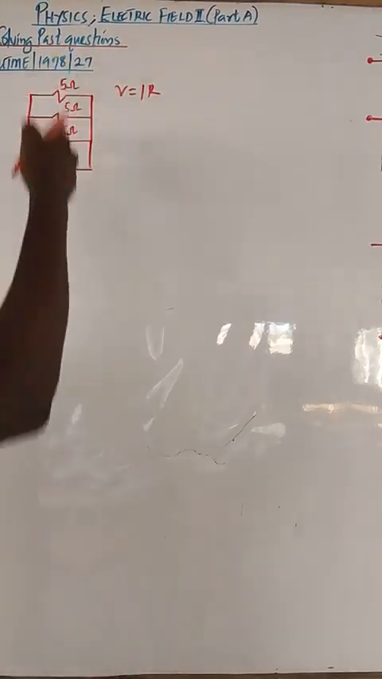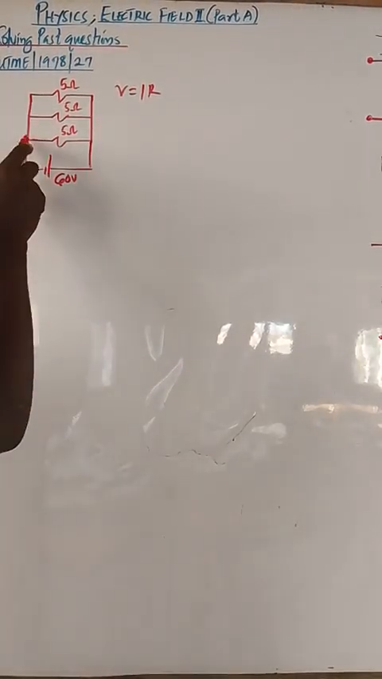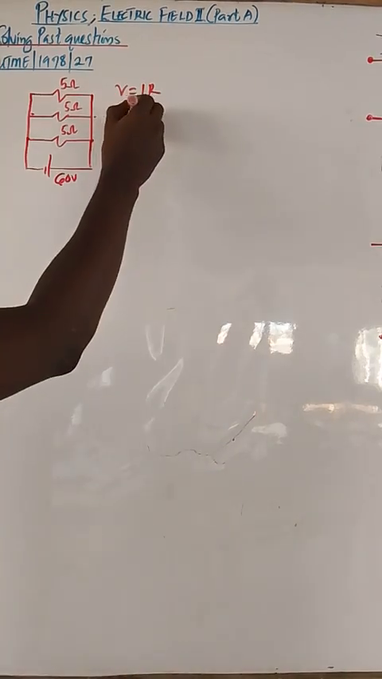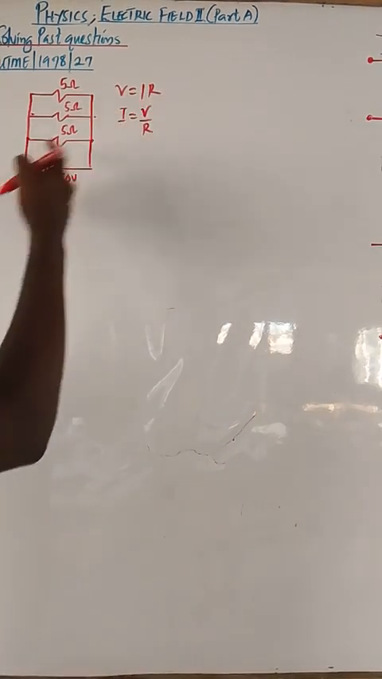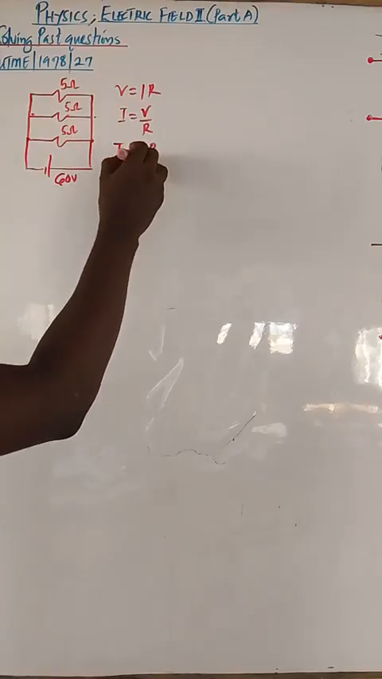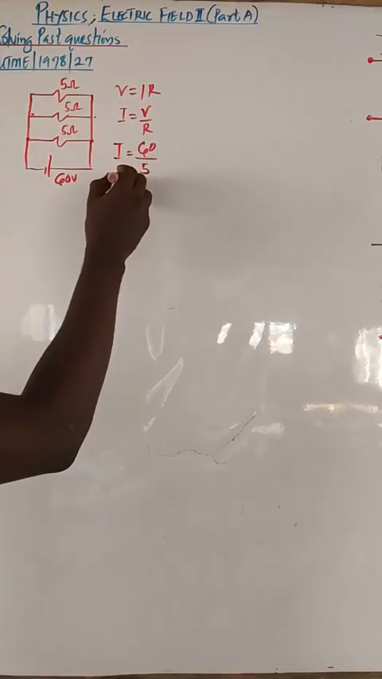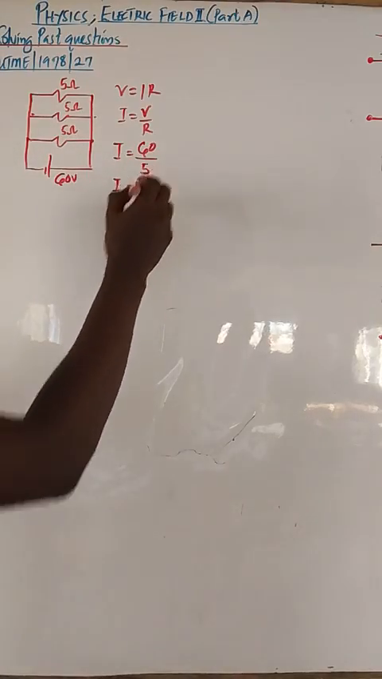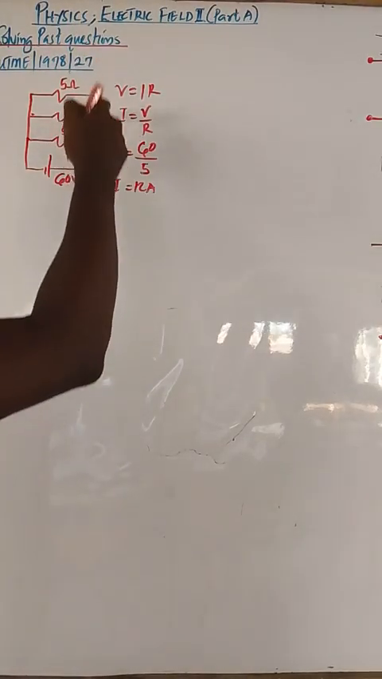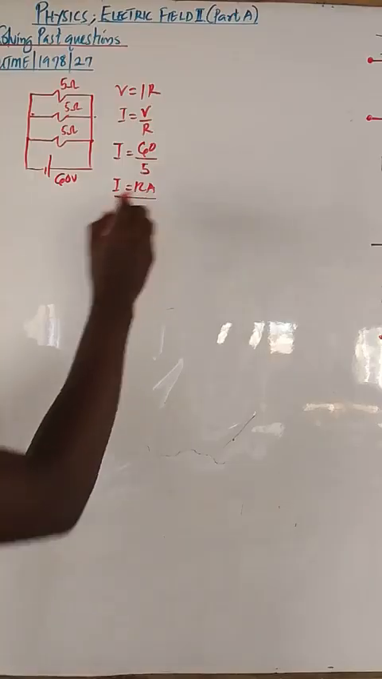Now they are in parallel, which means they have the same PD. The PD applied is 60, 60, 60. And from here, I equals V over R. So for the first one, the current equals 60 over 5, and the current here is 12 amperes. Since they are all 5, 5, 5, it means the current in each is 12, 12, 12. As simple as that.